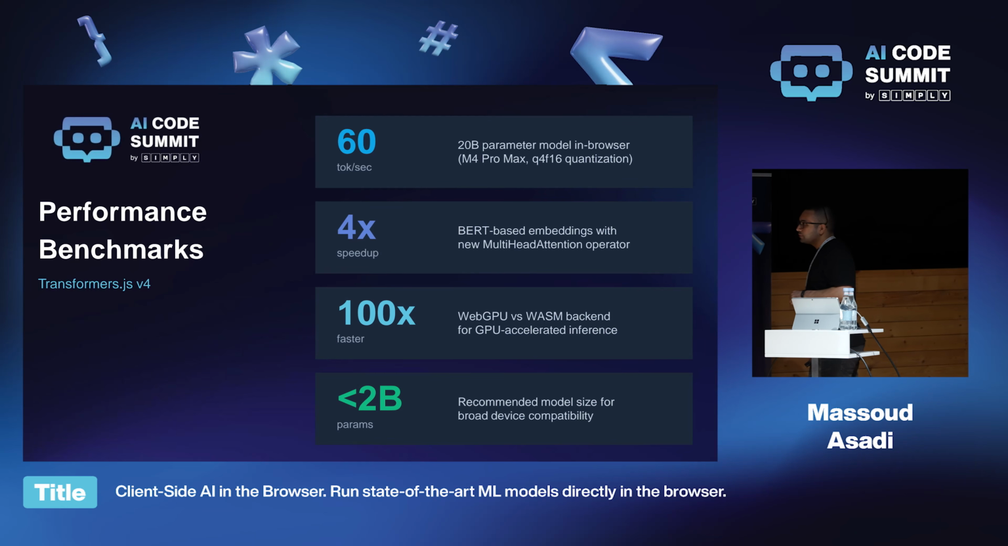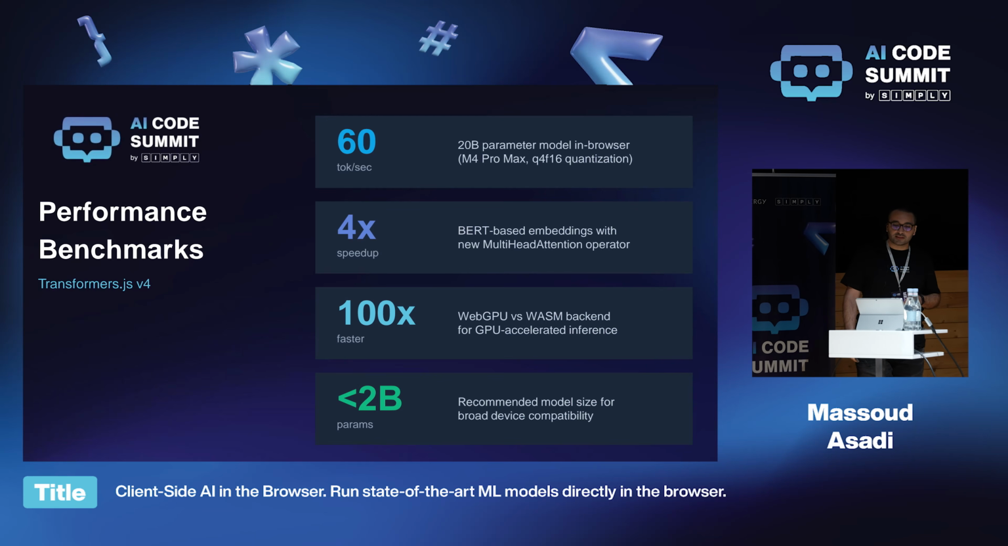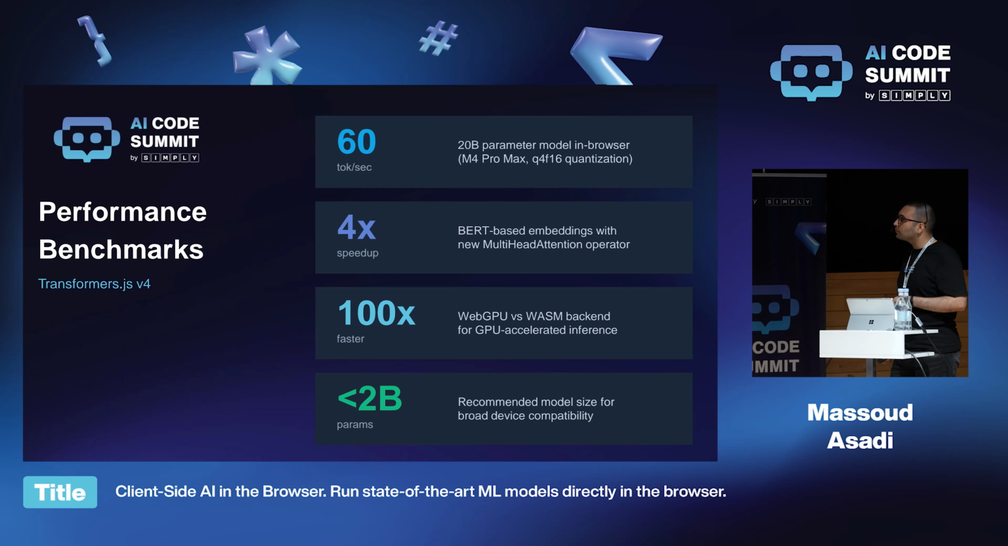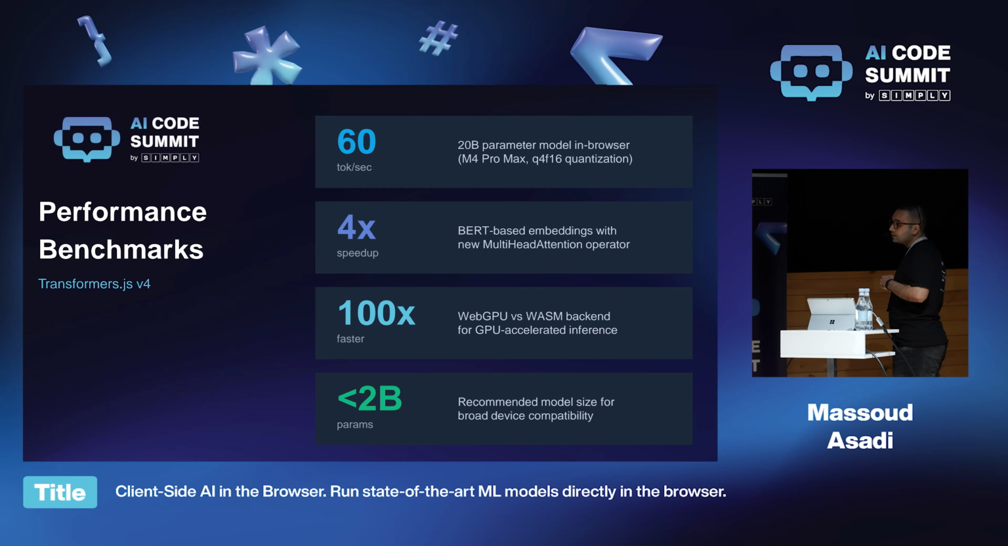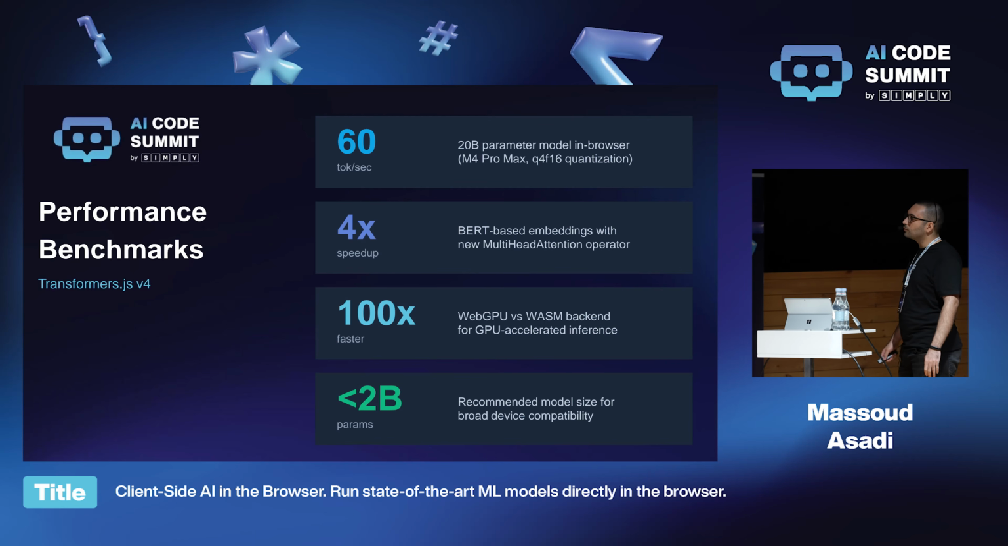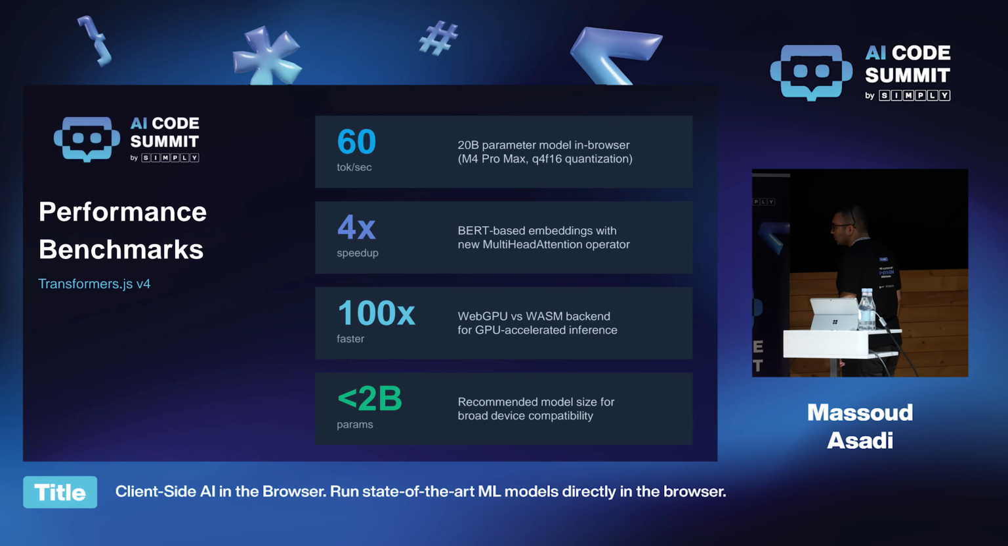About the performance benchmarks, some people on YouTube could run a 20 billion parameter model on an M4 Pro Max and get 60 tokens per second. I think that's impressive for web. They also use BERT-based embeddings with multi-head attention, so they get a huge performance boost.